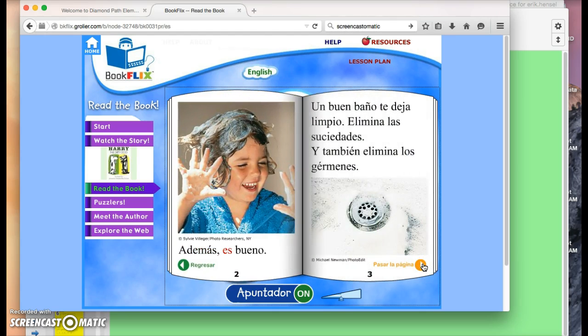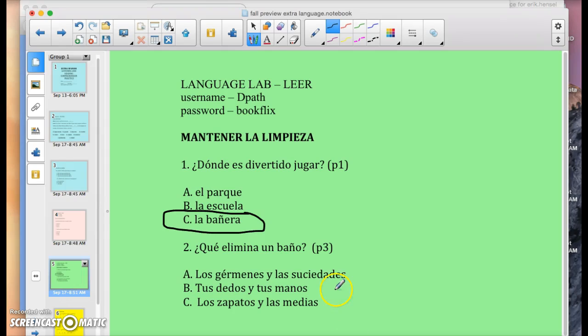There. Además, es bueno. Un buen baño te deja limpio. Elimina las suciedades y también elimina los gérmenes. So number three, what do you think it is? Is it A, B, or C? It's A, los gérmenes y las suciedades. Okay, so that's the way you do your green sheets. Read through the questions first, use these pages to tell you what page the answer can be found on, and go through it.